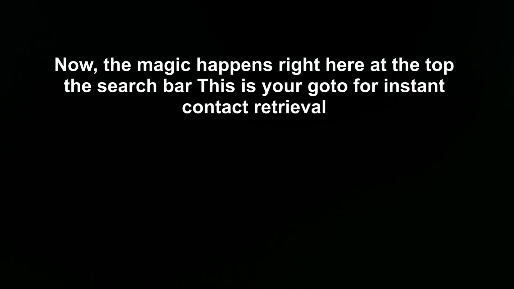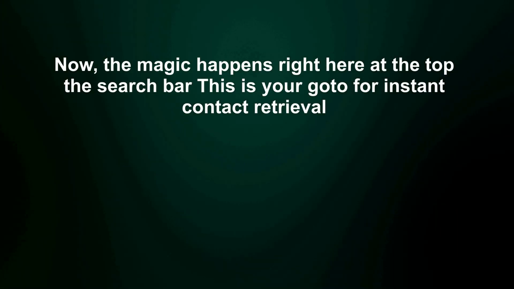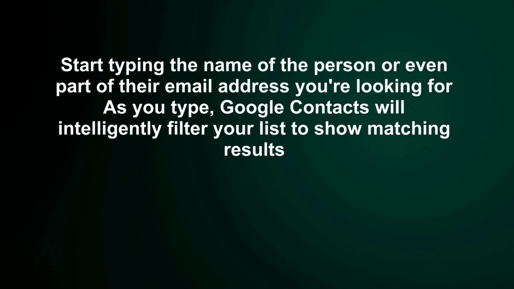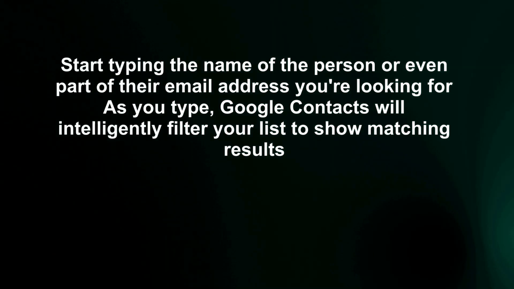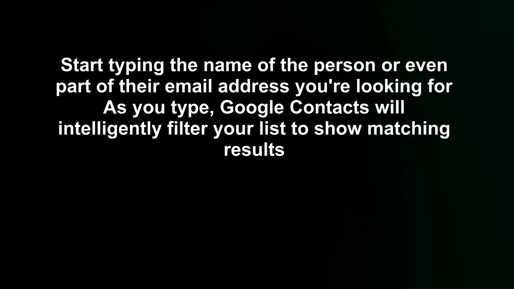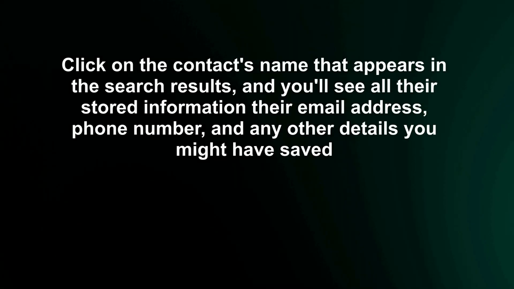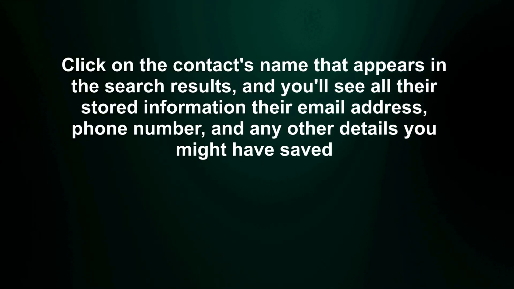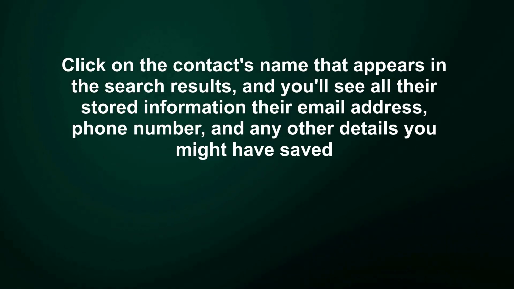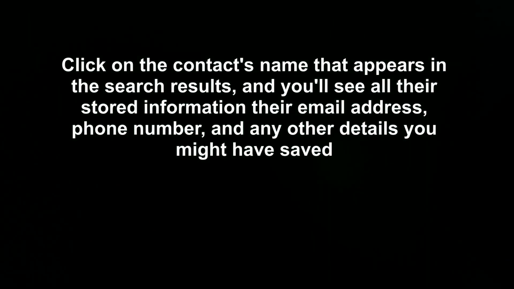Now, the magic happens right here at the top, the search bar. This is your go-to for instant contact retrieval. Start typing the name of the person, or even part of their email address you're looking for. As you type, Google Contacts will intelligently filter your list to show matching results. Click on the contact's name that appears in the search results, and you'll see all their stored information, their email address, phone number, and any other details you might have saved.